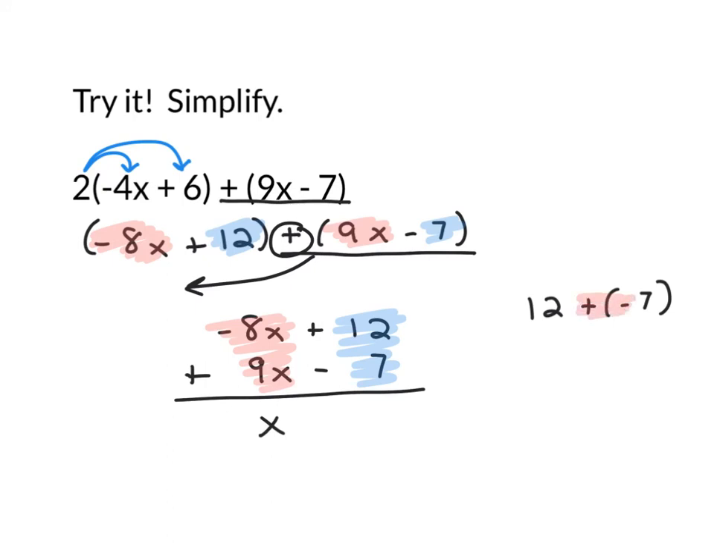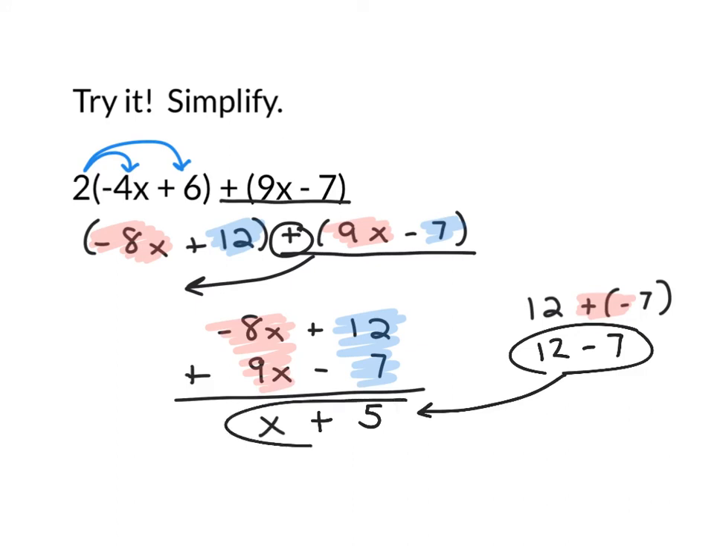We can simplify, use the additive inverse, do the opposite sign change. Instead of adding a negative, subtract a positive. It's a lot easier to subtract 12, take away 7. That equals positive 5. Positive 5, right? 12 take away 7, that equals positive 5. So right here we can circle it. Our simplified expression by combining our like terms is x plus 5. All right, great job.